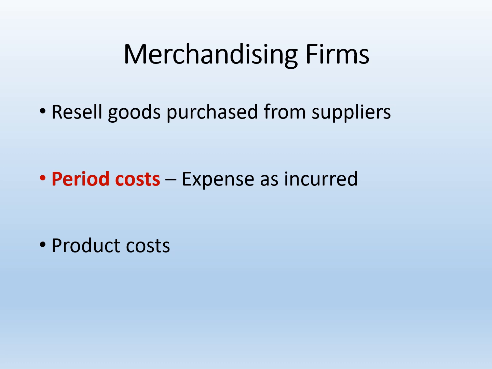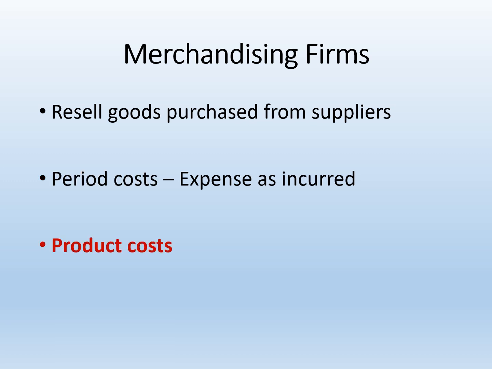The period costs are all of the firm's selling and administrative costs, and they are expensed in the period when they are incurred, just as we did for service firms. But the product costs are the costs of the firm's merchandise. We call these costs inventoriable because they are attached to the firm's inventory.